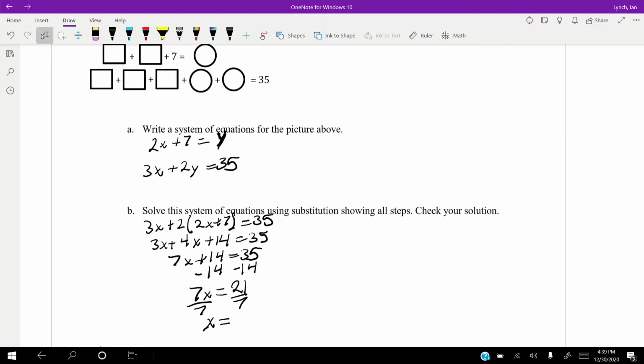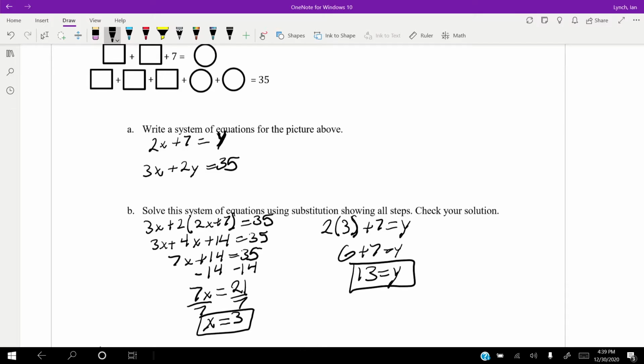And we get x equals 3. So now that we know what x is equal to, we're going to take this and plug it into 2x plus 7. So we get 2 times 3 plus 7 equals y. 2 times 3 is 6. 6 plus 7 is 13, which means y equals 13 and x equals 3.